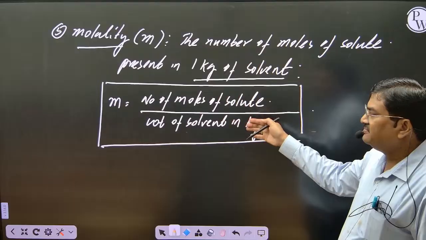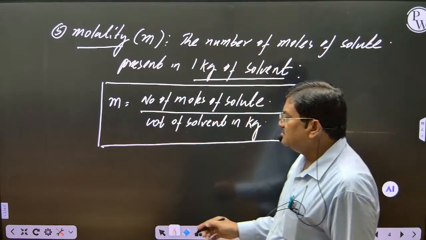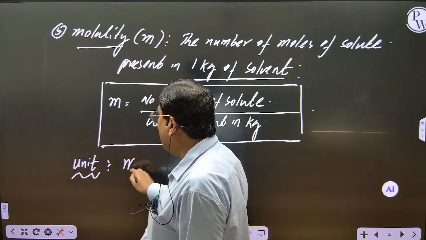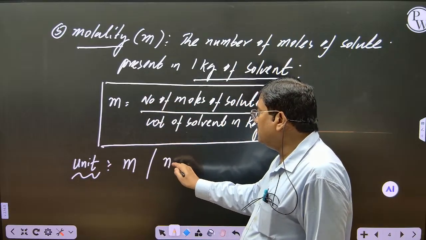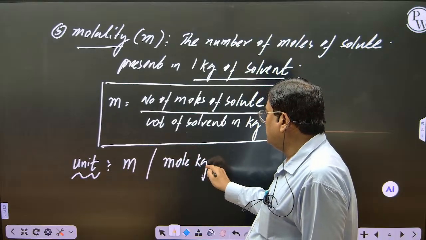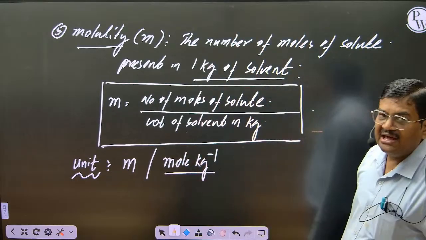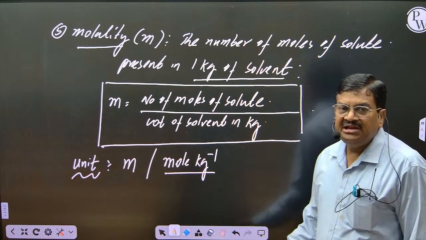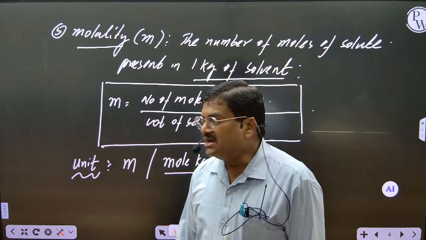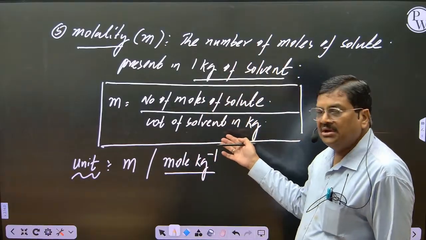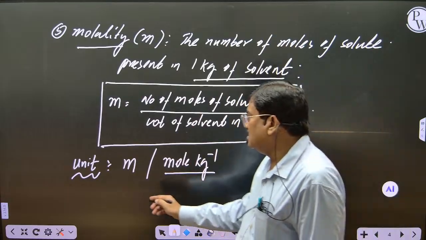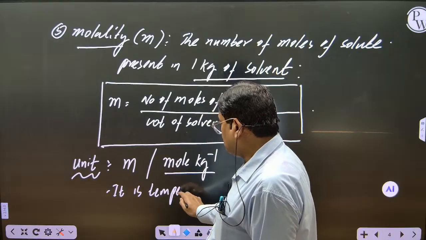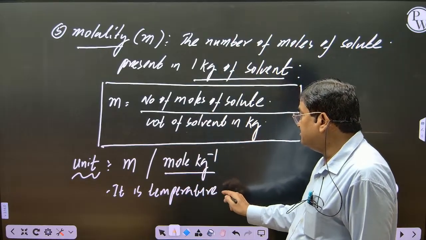Now what will be the unit for molality? If the unit of molality is asked, we simply write small m, that means molal, or we can even write mole per kg. Either molal or mole per kg. Now, it may be asked whether it is temperature dependent or temperature independent. Since there is no volume term, it is temperature independent. Right. Why? Since there is no volume term.